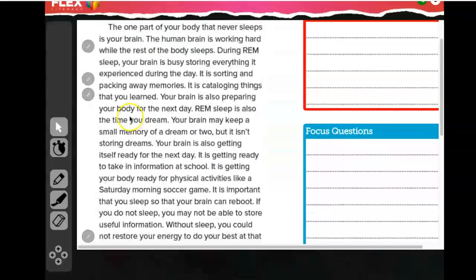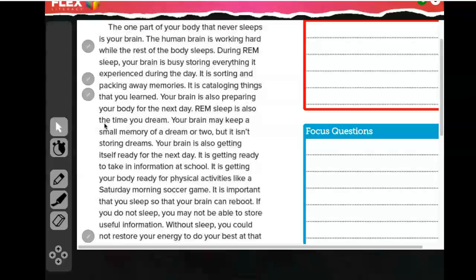so let's go ahead and read that. I'll move the page down as I go. The one part of your body that never sleeps is your brain. The human brain is working hard while the rest of the body sleeps. During REM sleep, your brain is busy storing everything it experienced during the day. It is sorting and packing away memories. It is cataloging things that you learned. Your brain is also preparing your body for the next day.